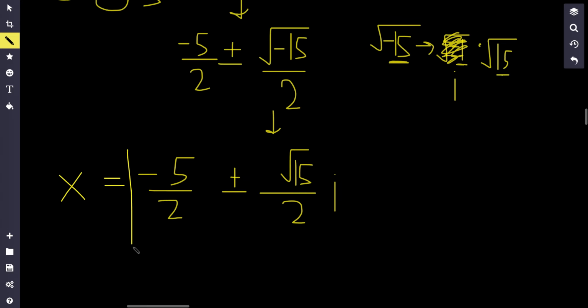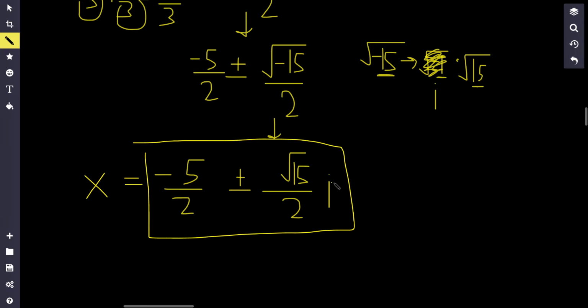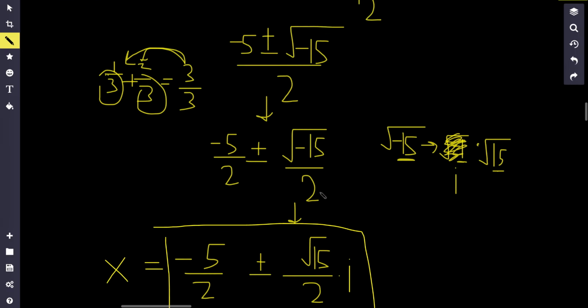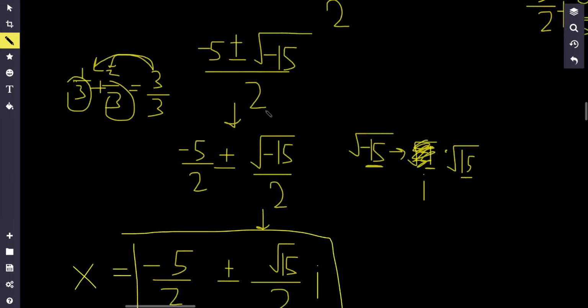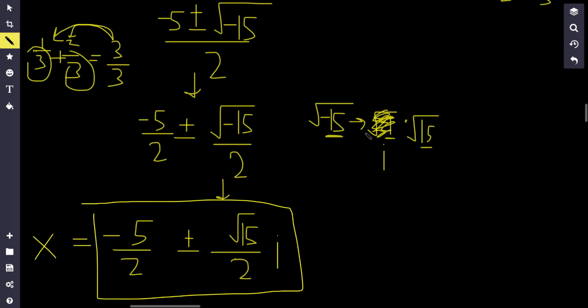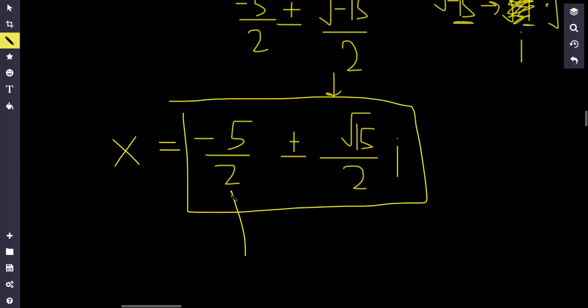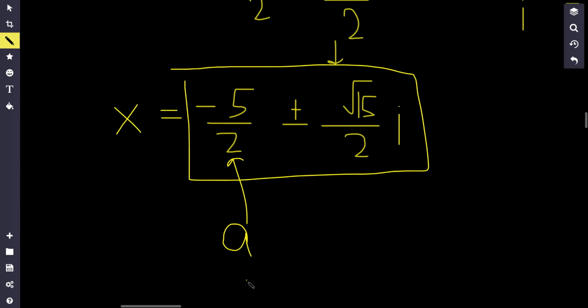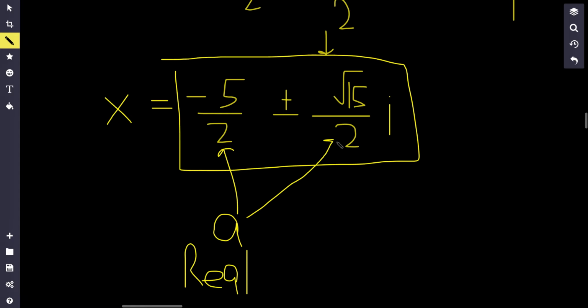x is equal to negative 5 over 2 plus or minus the square root of 15 divided by 2 times i. And notice how it's in the form of a plus bi, right? A plus bi. And for a plus bi form, this a value right over here is a real number. This b value right over here is also a real number, but it's this i right over here that makes this bi part imaginary.